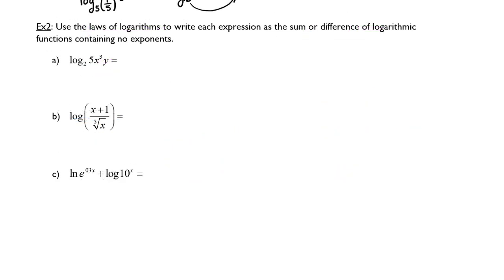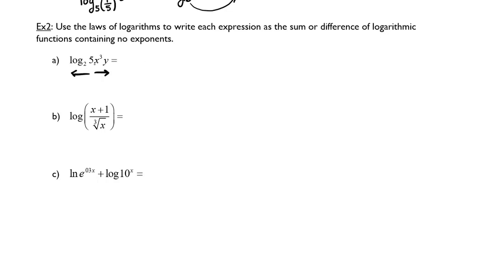We're now going to switch gears just a little bit. We're going to use the laws of logarithms to write each expression as the sum or difference of logarithmic functions containing no exponents. So when we're all done, we shouldn't have any exponents. We are expanding the logarithm. We are not consolidating it. Before, we were identifying the value. Now, we're using the laws to expand it and not have any exponents.